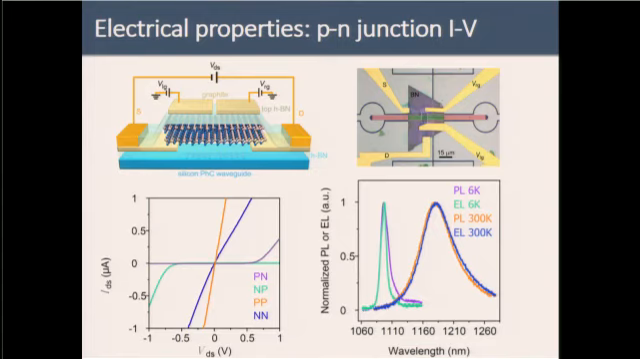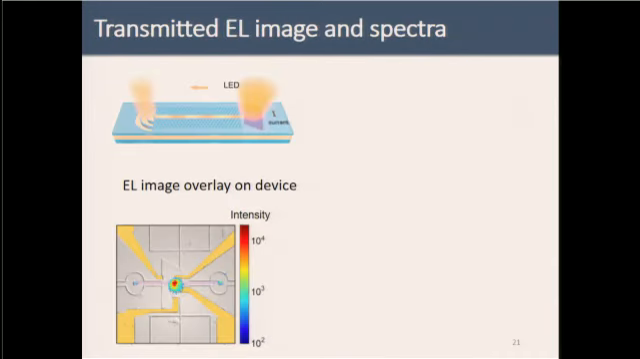And we can also see the same thing in every curve. As we have a p-n junction, we can see very nice rectification behavior. We can also observe the photoluminescence and electroluminescence at room temperature and low temperature. So with this, let's turn on the LED. Let's turn on the current and see what happens.